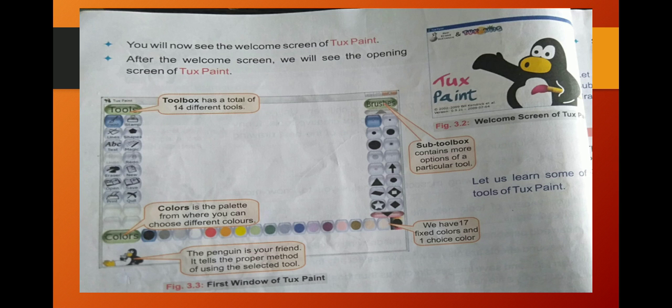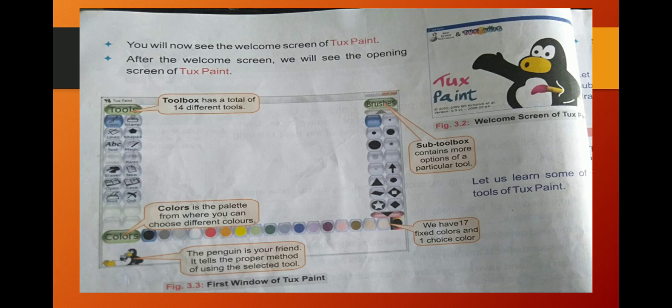You will see now the welcome screen of Tux Paint. After the welcome screen, we will see the opening screen of Tux Paint. So this is the opening screen of the Tux Paint window. Here you can see tools. Toolbox has a total of 14 different tools. Means in the toolbox there are 14 different types of tools given.